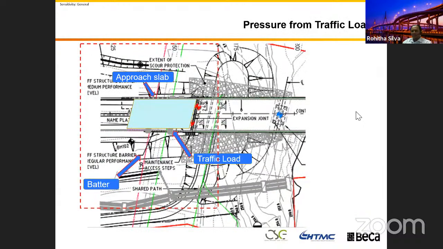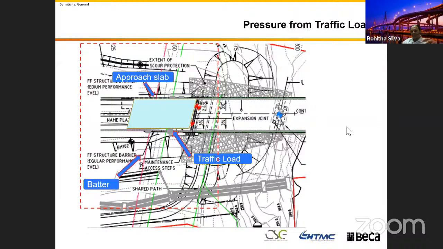The pressure from the traffic load. This is just when you're designing an approach slab. This is one example, an approach slab design on a bridge. It varies from bridge to bridge, especially from ground condition to ground condition. We have to come up with many different solutions. I'm just giving you one standard example.